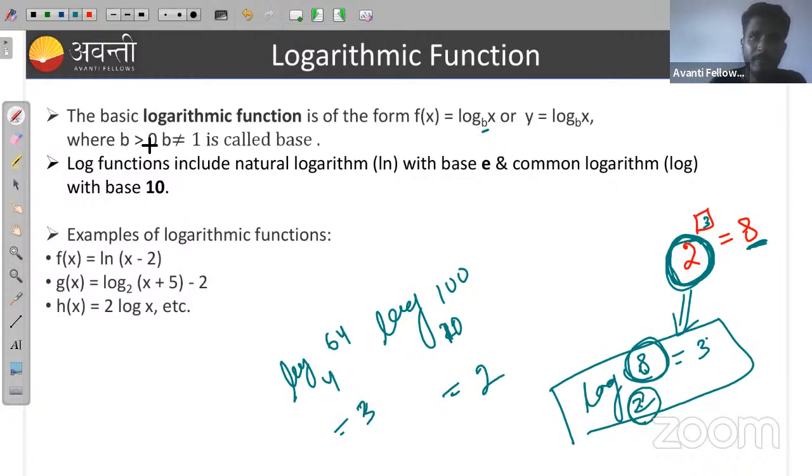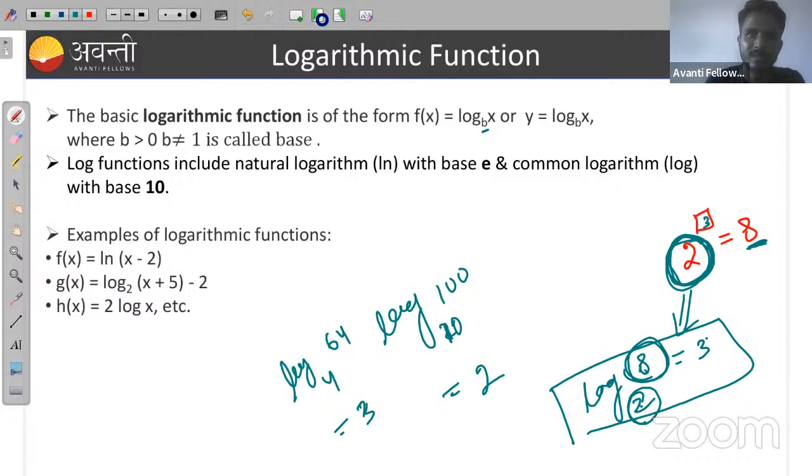where b should be greater than 0, because where has b been taken from? B has been taken from the base of the exponential function. That's why, exponential function ka base kya tha? B greater than 0, b not equal to 0. Sorry, b greater than 0 and b not equal to 1. So log ka base and exponential function ka base both are equal. They have the same restriction. Okay.